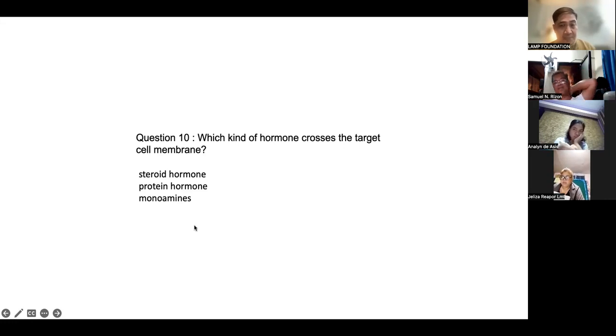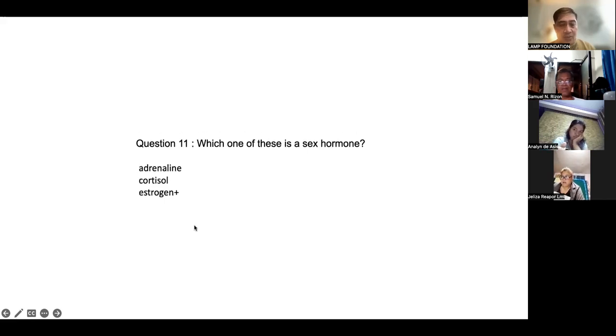Steroid. Well, maybe protein hormone. No, steroid hormone. Okay. This is the hormone that crosses the target cell membrane. Which one of these is a sex hormone? Say steroid, estrogen.